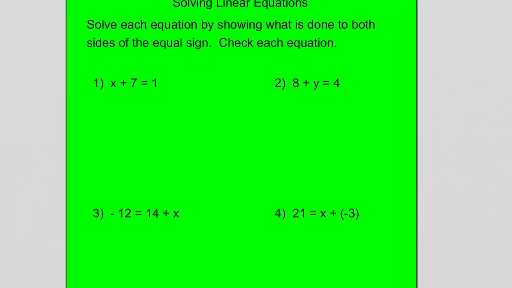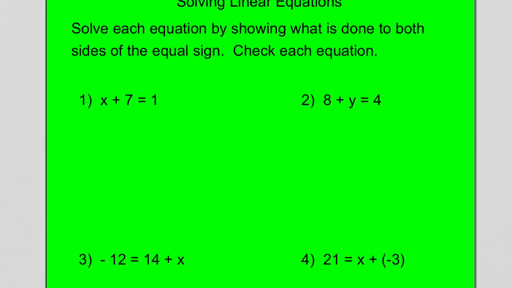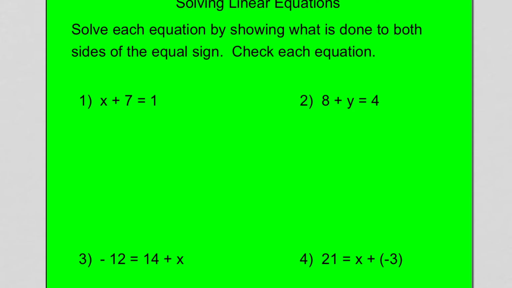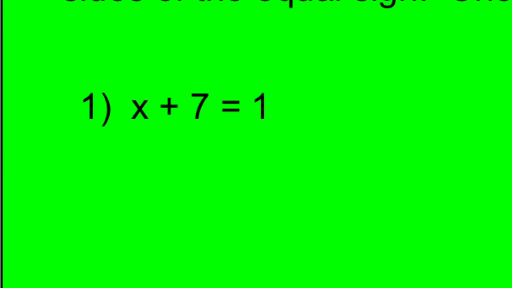So the idea with solving a linear equation is you want to show what is done to both sides of the equal sign to show the value of the variable. So if you're in number one, I want to show the value of the variable x. This is some number plus 7 equals 1. And I want to isolate this x on one side of the equal sign so that it shows what the value of x is. So the way I do that is I want to make this positive 7 turn into 0. So I do the opposite of positive 7, which is negative 7. So I'll do negative 7 there.